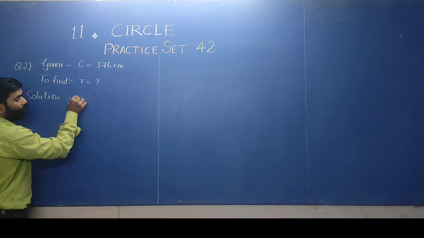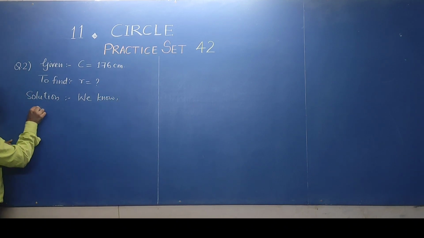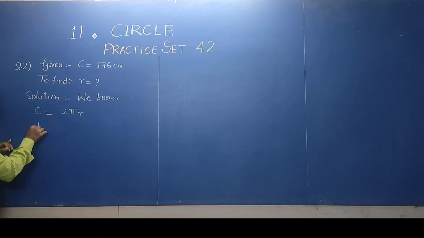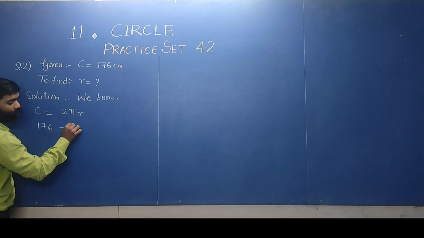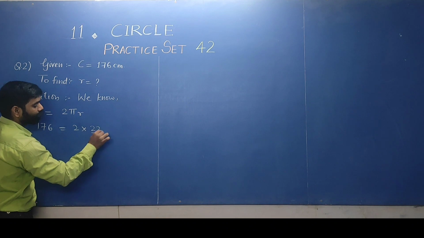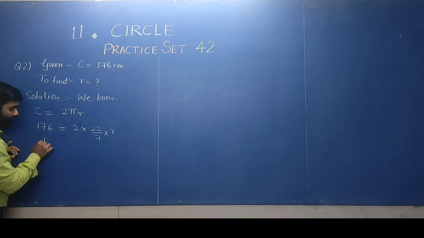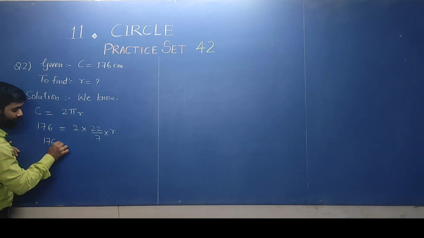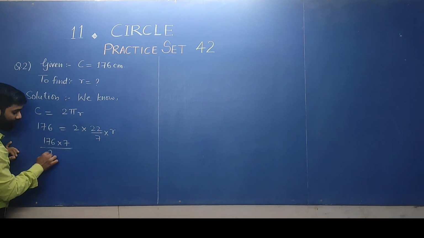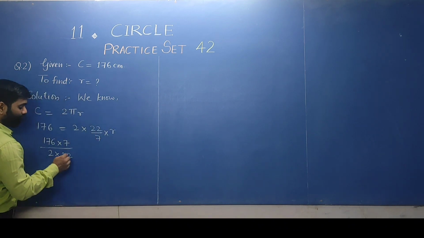Okay students, let's see. We know the formula for circumference. C is equals to 2 pi R. C is given as 176 is equals to 2. We know the value for pi, that is 22 upon 7 multiplied by R. We don't know R. We are going to find R. We are going to take the right hand side term to the left hand side. So divide will become multiply and multiply will become divide. We will take the table of 22 directly.